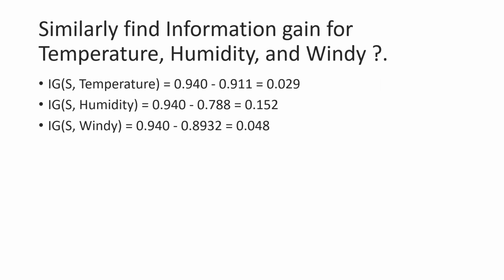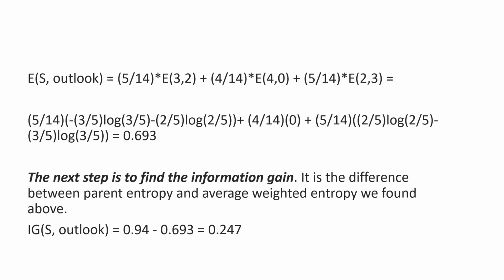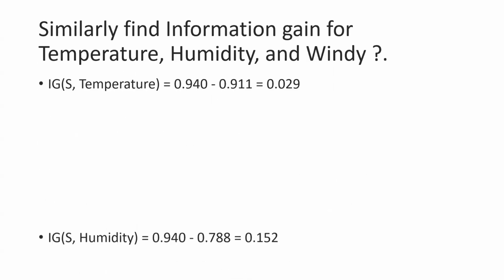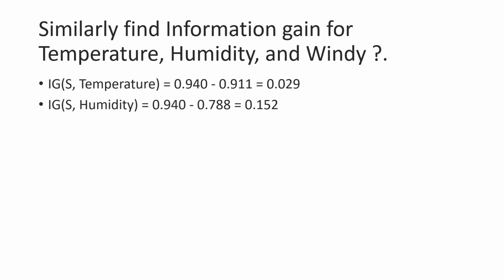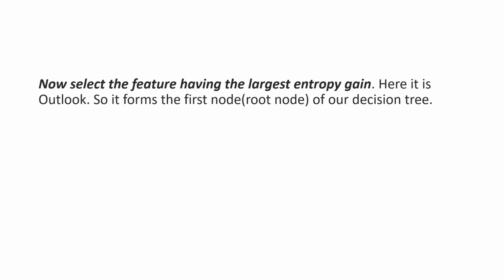Here it is outlook. Of course, for the outlook, the information gain we got was 0.247, 0.029 for temperature, 0.152 for humidity, 0.048 for windy. So we understood that outlook has the maximum information gain, so we select Outlook as our first decision tree node. This is how we need to do it.